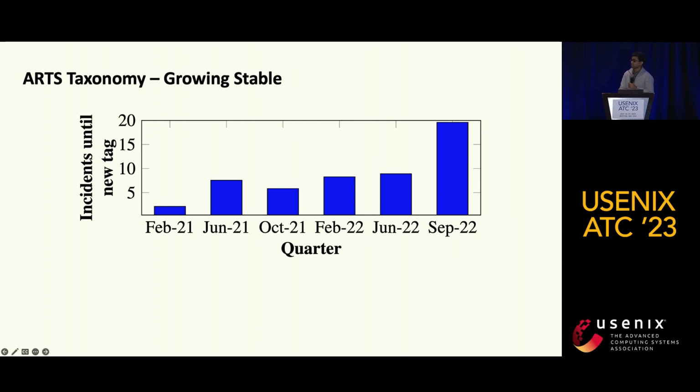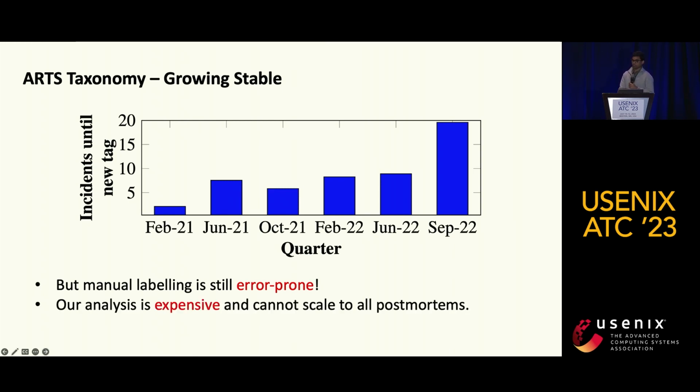And ARTS taxonomy is continuously evolving and is growing stable, indicating the usefulness of tags identified so far in the taxonomy. We are now able to tag more incidents than in the past without having to add a new tag to the taxonomy. While ARTS captures a wide variety of labels, we hope that the open source effort leads to a much more comprehensive version of it and a continually evolving taxonomy. But manual root cause labeling is still error prone, and our manual analysis is very expensive and cannot scale to all postmortem reports in the cloud.